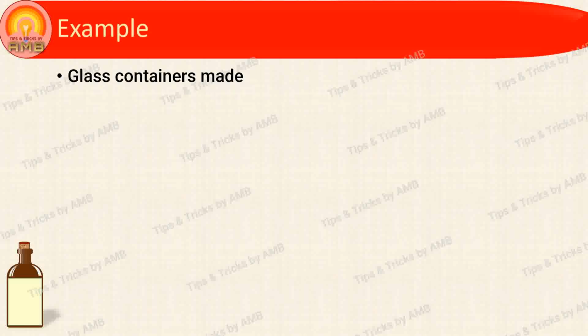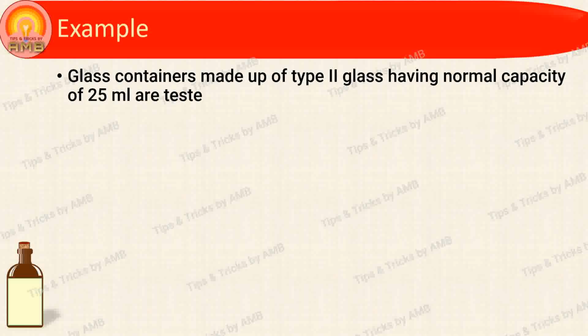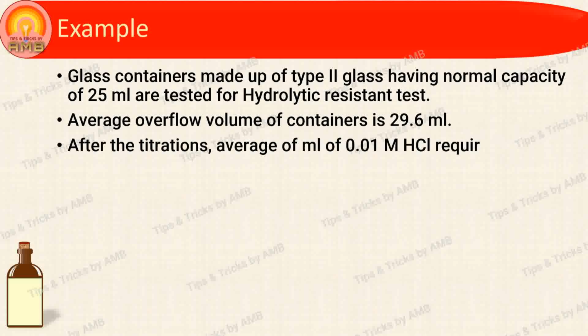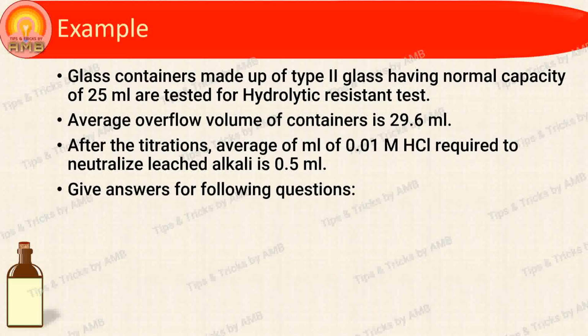Glass containers made of type 2 glass having a nominal capacity of 25 ml are tested for the hydrolytic resistance test. The average overflow volume of the containers is 29.6 ml. After the titrations, the average of ml of 0.01 molar hydrochloric acid required to neutralize the leached alkali is 0.5 ml. Then give answers to the following questions.